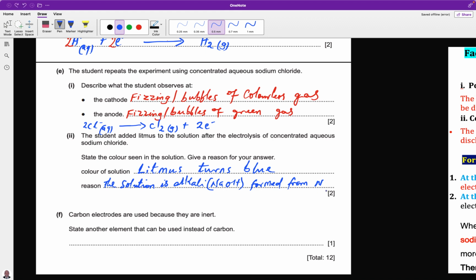from sodium chloride and water. And this is how you can see how the whole thing is formed. We have sodium chloride plus water.